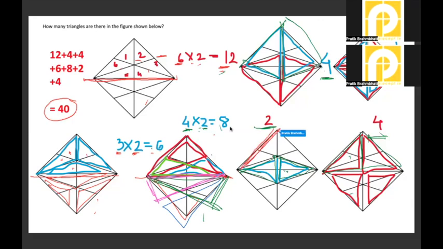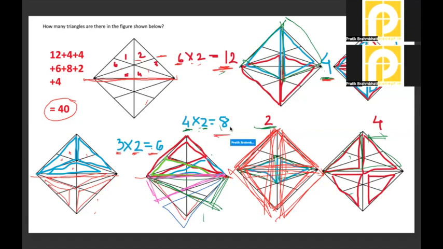These triangles. 1, 2, and then 3. And 4. So these 4 triangles also. When I add them up, 12 plus 4 plus 4 plus 6 plus 8 plus 2 plus 4, I get the answer as 40 units.